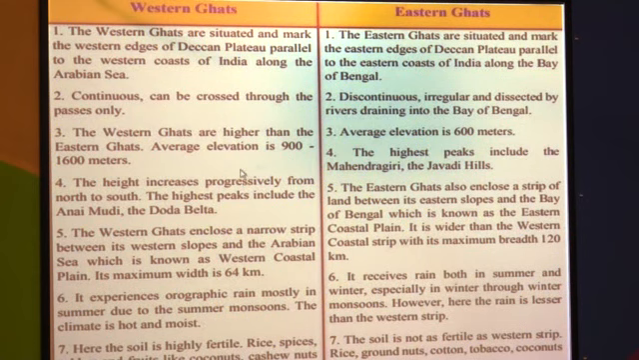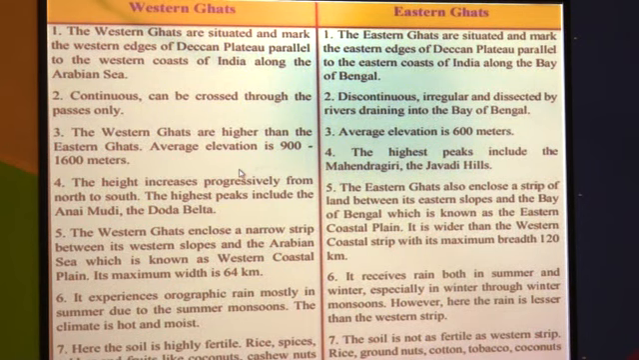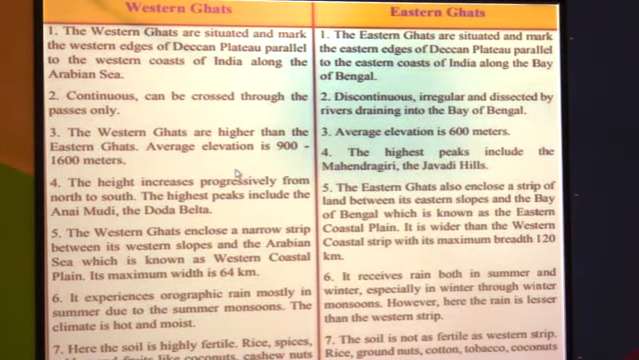See students, the difference between Western Ghat and Eastern Ghat. The Western Ghats are situated on the western edge of the Deccan Plateau, parallel to the western coast of India along the Arabian Sea. So we have just learned the location of the Western Ghat near the western coastal plain and the Arabian Sea area, totally parallel to the western coastal plain. And the Eastern Ghat is located on the eastern side, again parallel to the eastern coastal plain near the Bay of Bengal.